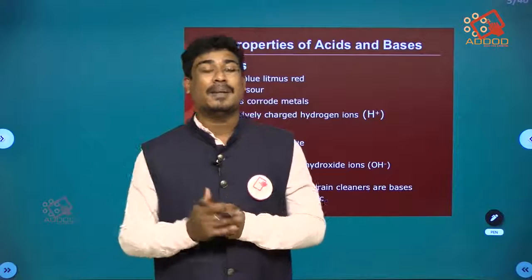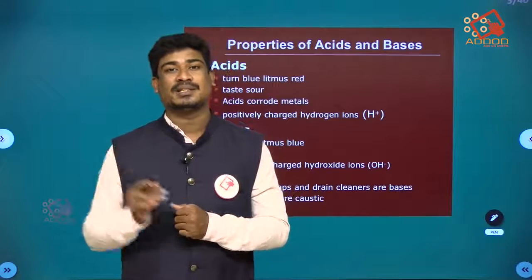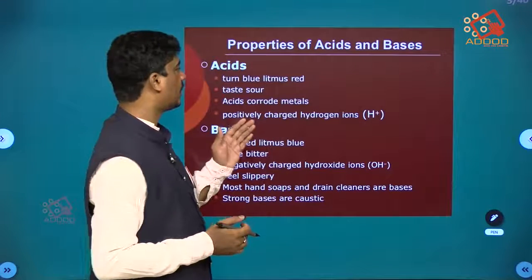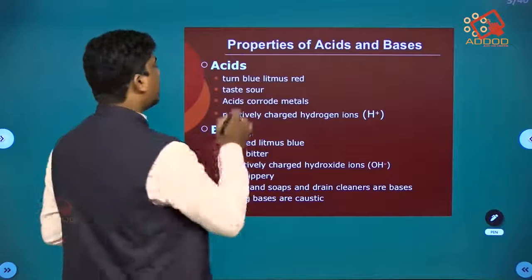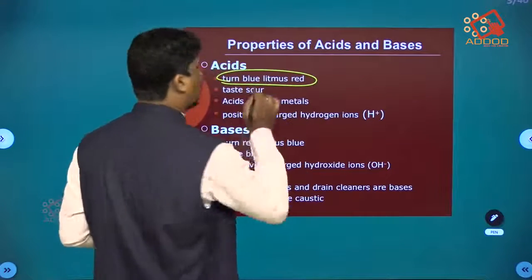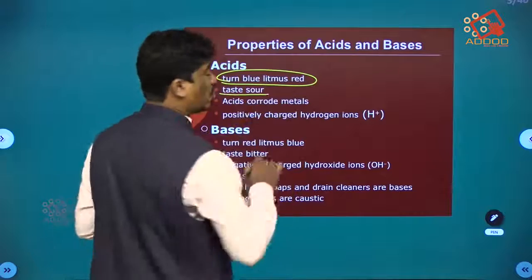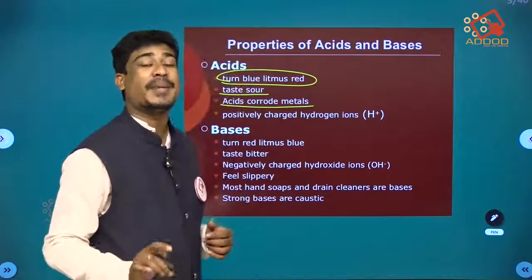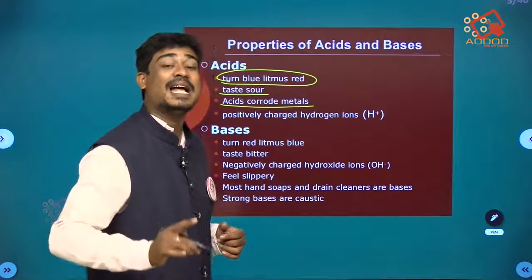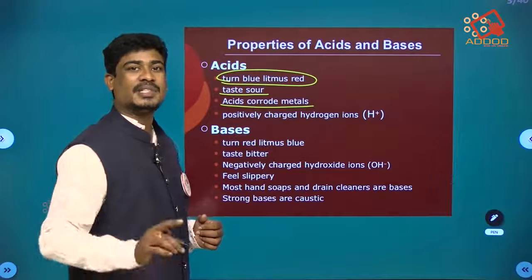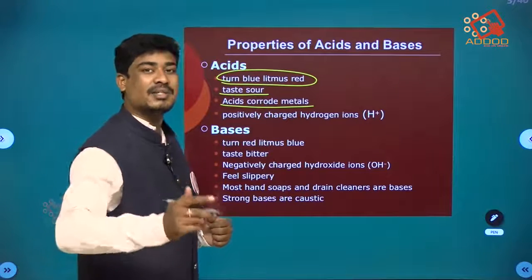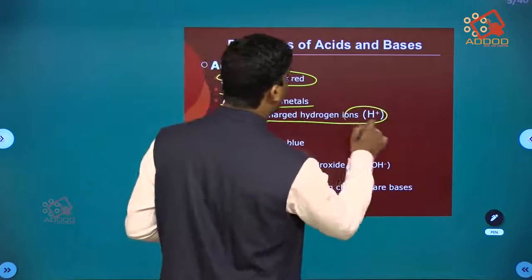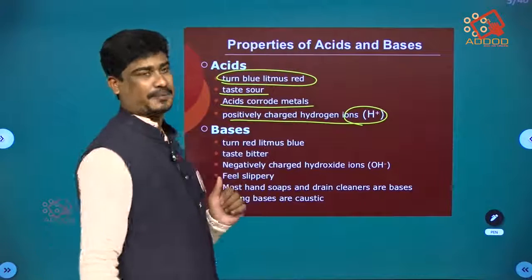Bases are soapy to touch. Some important points: acids turn blue litmus into red color, taste sour, and corrode metals. Why? Because they contain hydronium ion. In this chapter, we will discuss that also. Positively charged hydrogen ions, H plus ions, are present in acids.